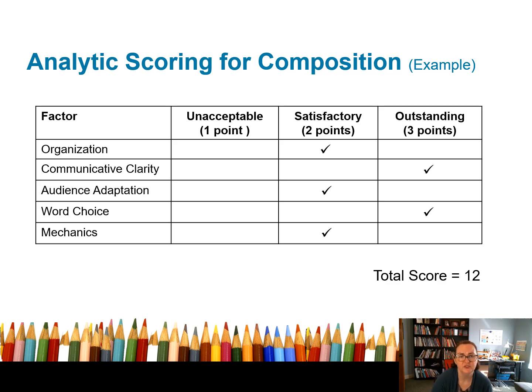Here you want to break down the points for analytical scoring. So you're going to give points for organization, communicative clarity, audience adaptation, word choice, mechanics. If they're outstanding, they get 3 points, satisfactory, they get 2, and unacceptable, they get 1. So the scores can range, and then you want to decide what each score is worth in the gradebook.